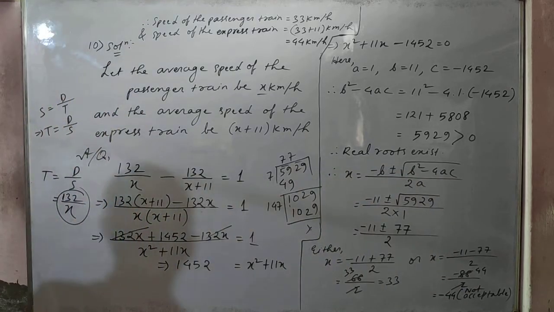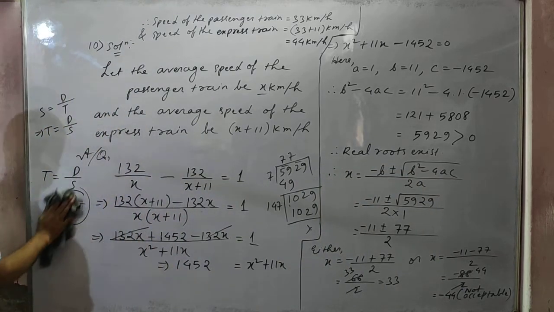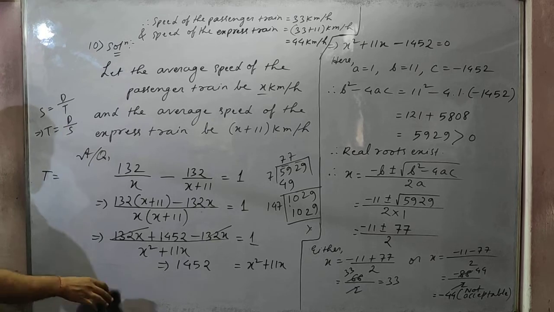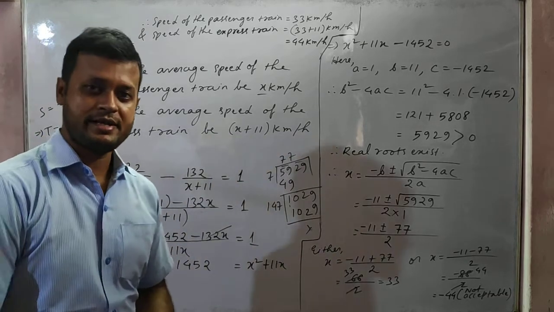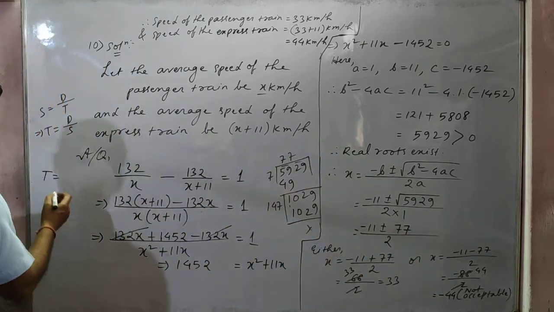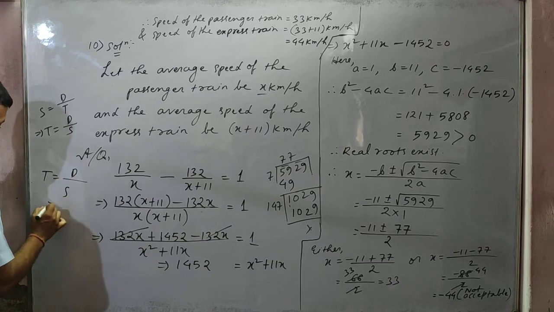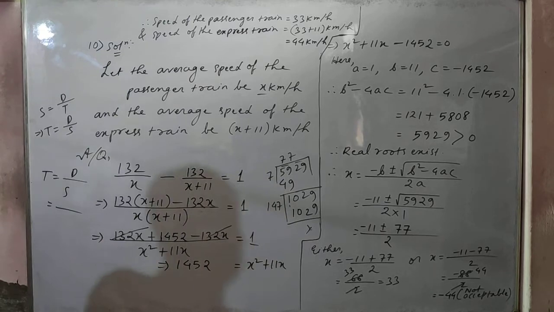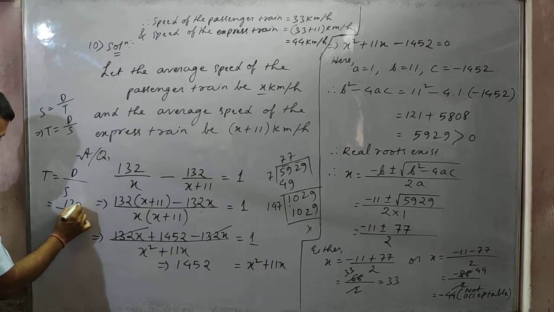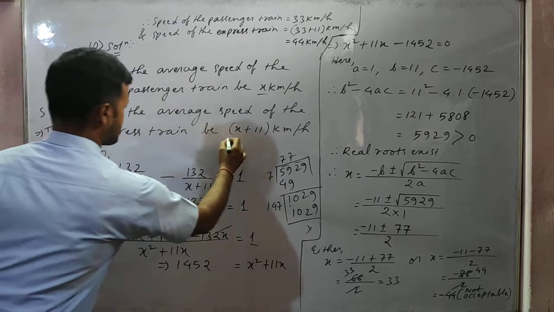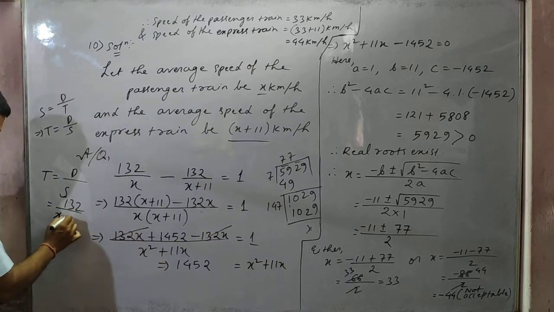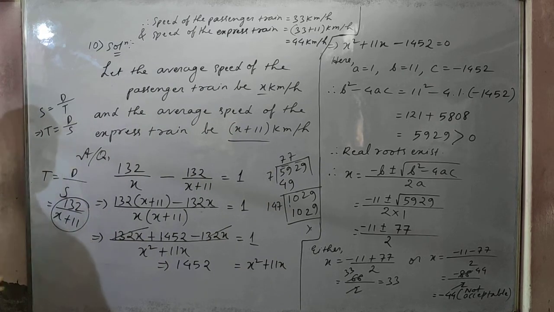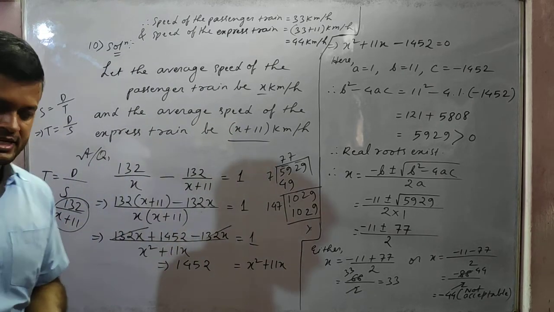Now once again, time is equal to distance by speed. We want to find out the time taken by the express train. So time is again distance by speed. What is the distance between Mysore and Bangalore? 132. So right here 132. And what is the speed of the express train? x plus 11. So right here x plus 11. So this is the time taken by the express train, isn't it?